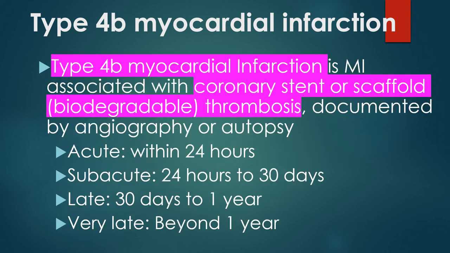Type 4B myocardial infarction is one associated with coronary stent or biodegradable scaffold thrombosis documented by angiography or autopsy. If it occurs within 24 hours, it is acute. From 24 hours to 30 days, it is considered subacute. Late if between 30 days and 1 year. Very late if beyond 1 year of stent or scaffold implantation.